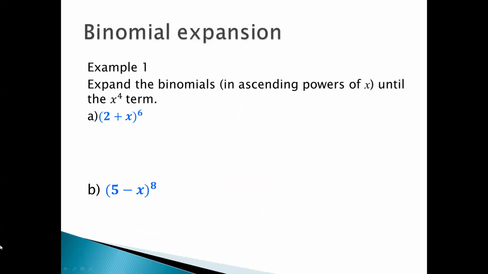Now, question 1, example 1: expand the following binomial in ascending powers of x until the x to the power 4 term. Now, I just want you to remember this process for now, okay? So, to expand this, I'm going to write, maybe let's use a blue pen. 6 choose 0. First term is a, is 2. Second term is x. I call this a, I call this b, okay?